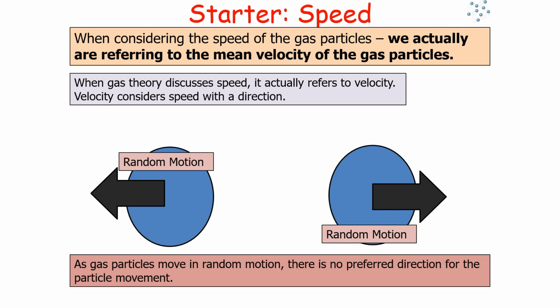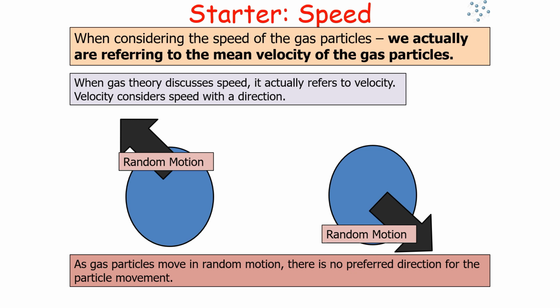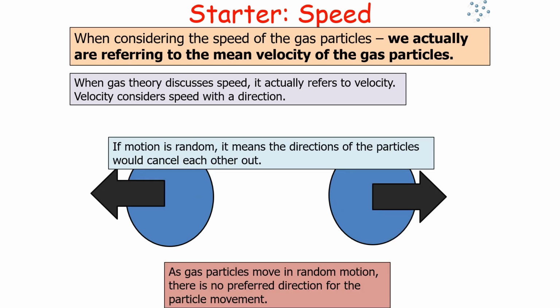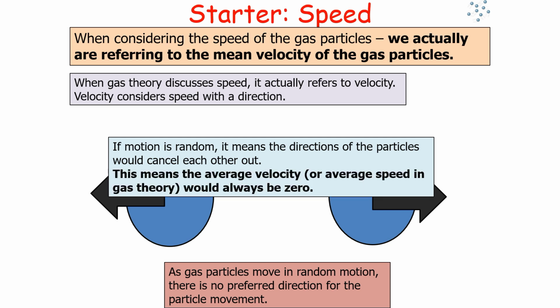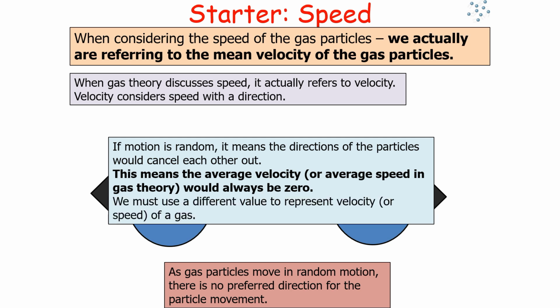So, when we talk about the speed of gas particles, we are actually referring to the mean velocity of the gas particles. Now, when gas theory discusses speed, it actually refers to velocity, which is a speed with a direction. As gas particles move in a random motion, there's no preferred direction for particle movement. So gas particles will move in any particular direction, which means that if the motion is random, the directions of the particles would cancel each other out. So ultimately, the average velocity in gas theory would always be zero, which means we've got to use a different value to represent the velocity of a gas.